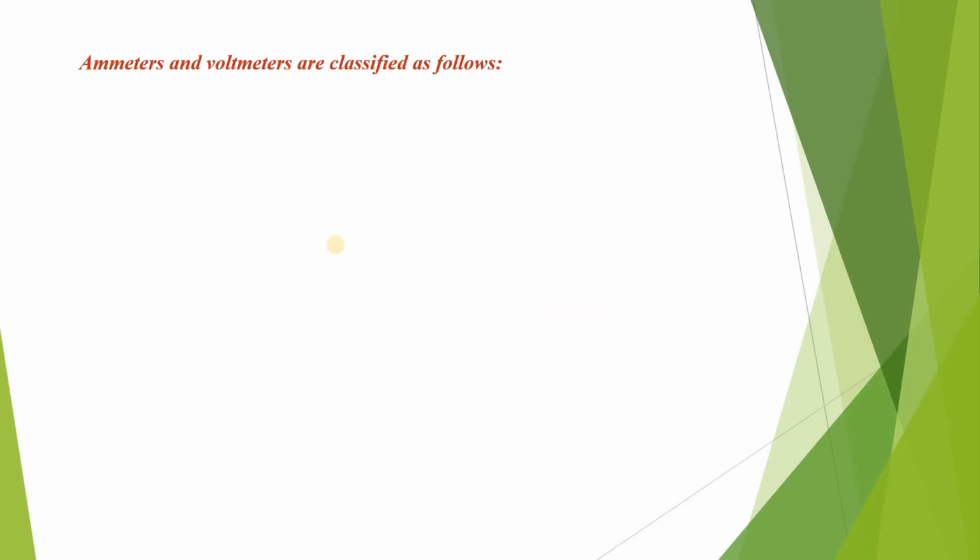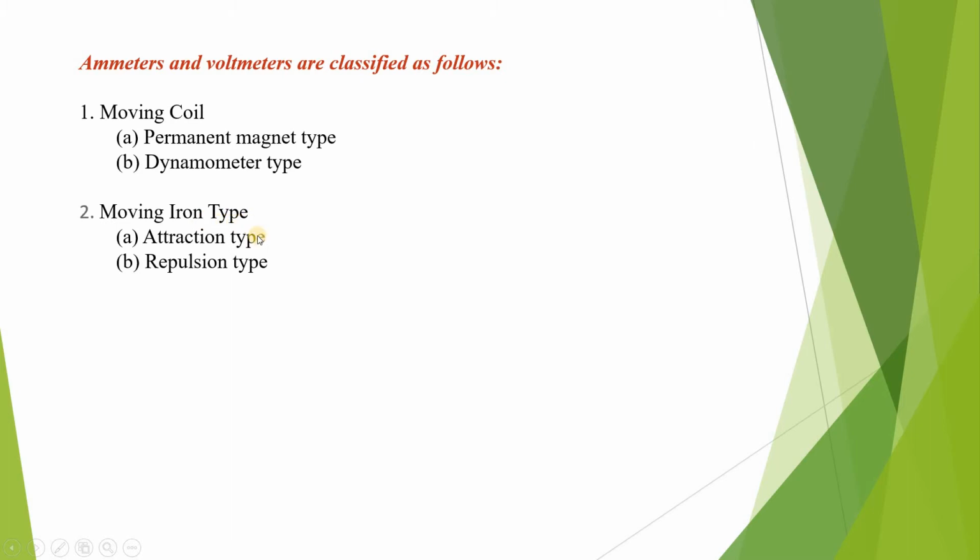Ammeters and voltmeters are classified as moving coil, in that permanent magnet moving coil type and dynamometer type; the second one is moving iron type. In that we have attraction type and repulsion type. There are two types in moving iron type of instruments. Third one, hot wire type. Fourth one, induction type ammeters and voltmeters. Electrostatic type: there are only voltmeters in electrostatic instruments.